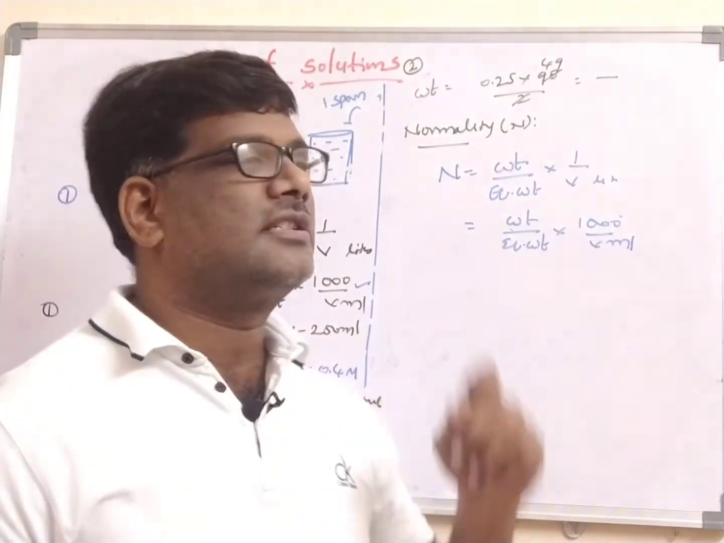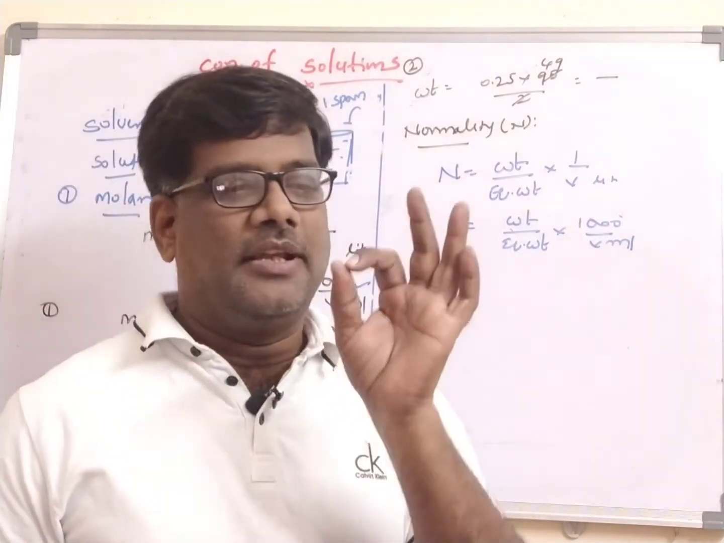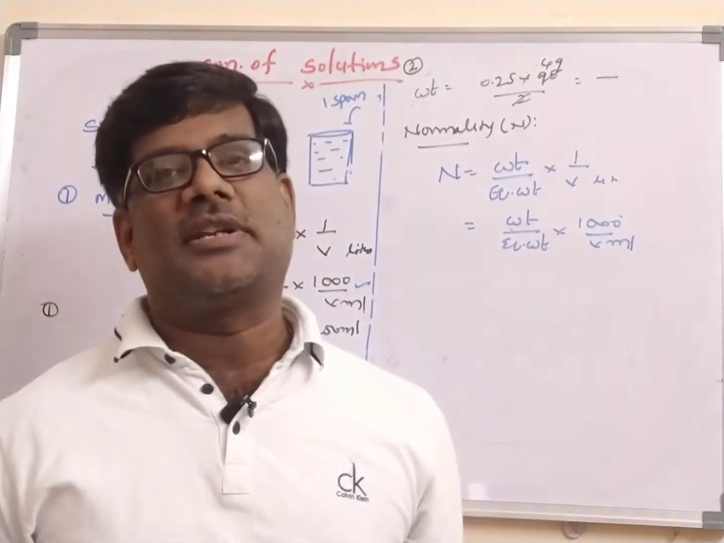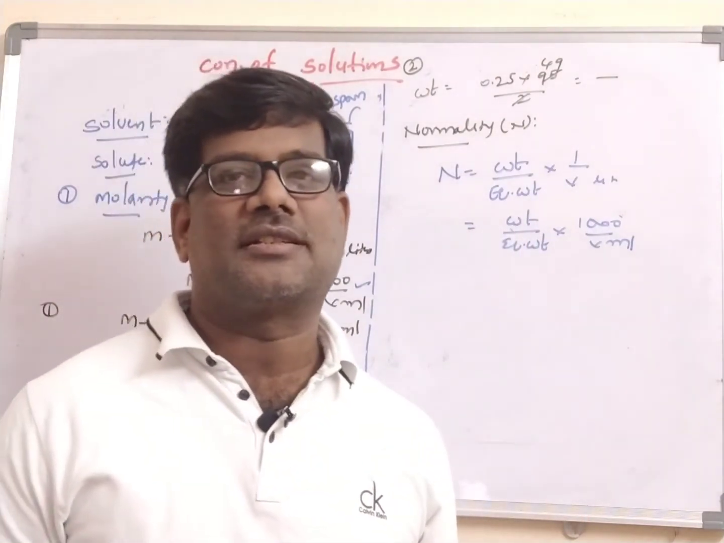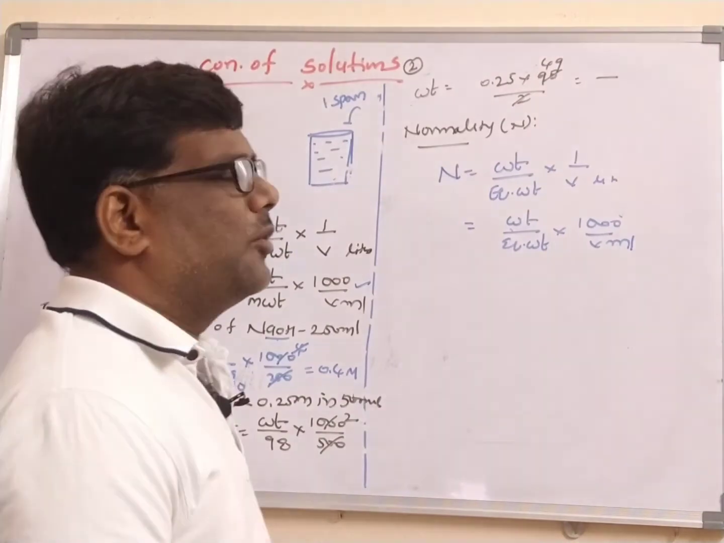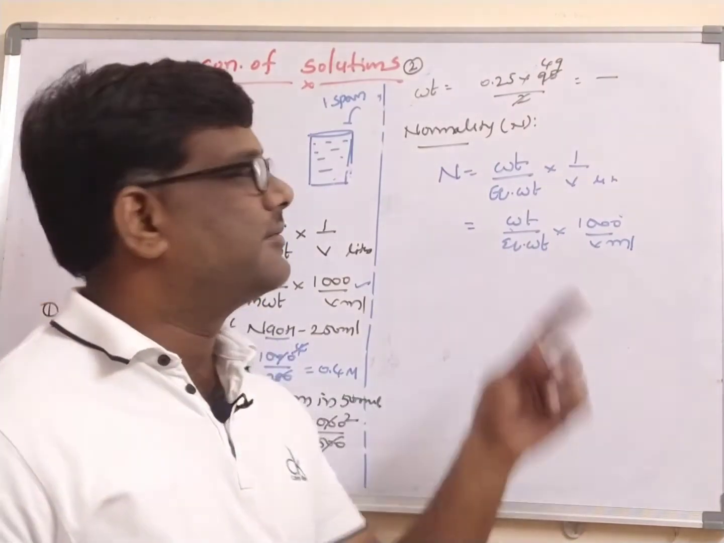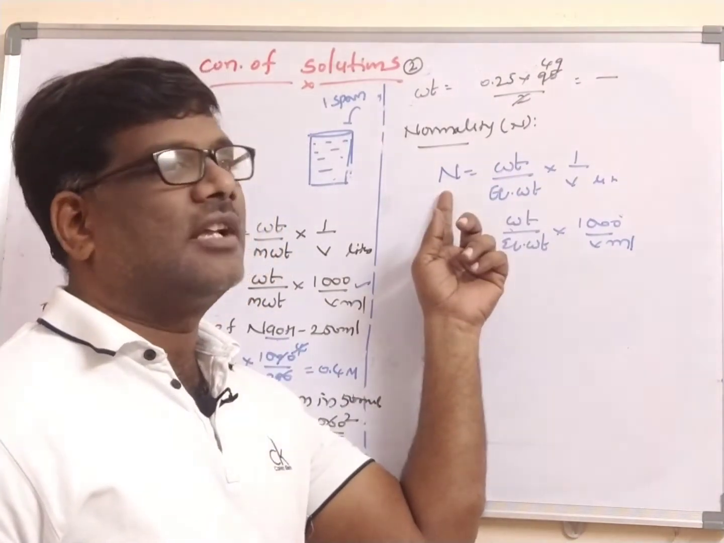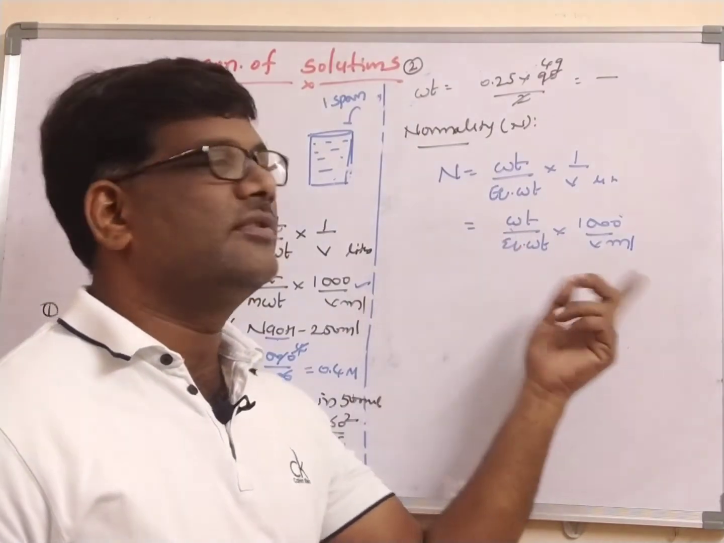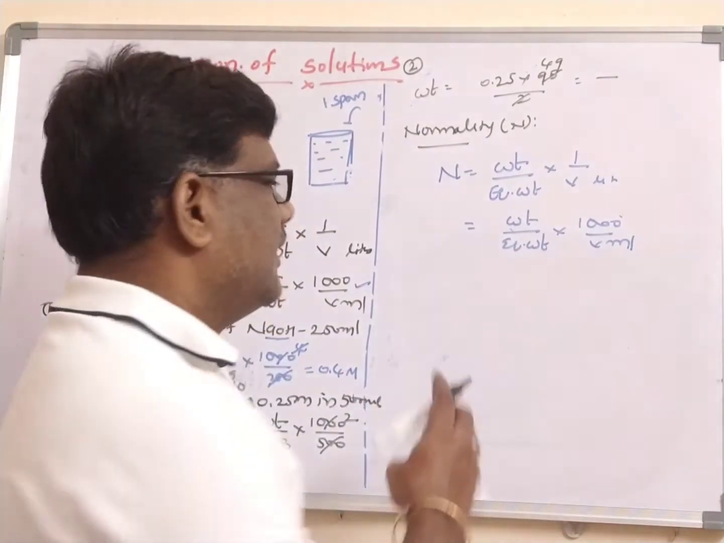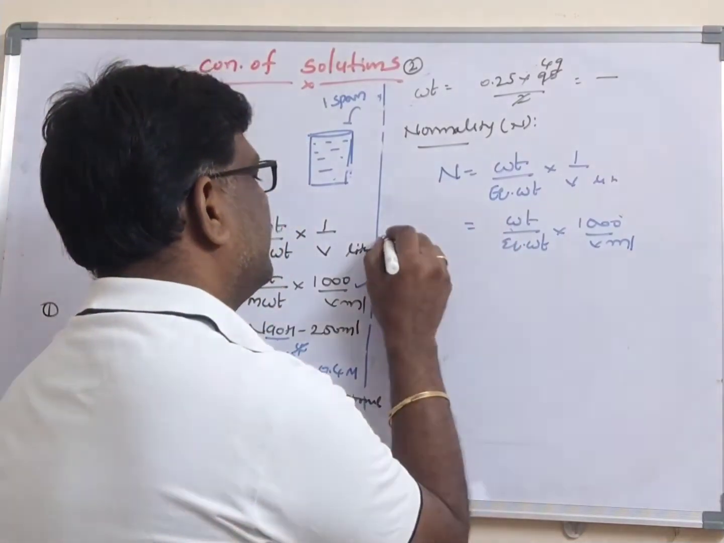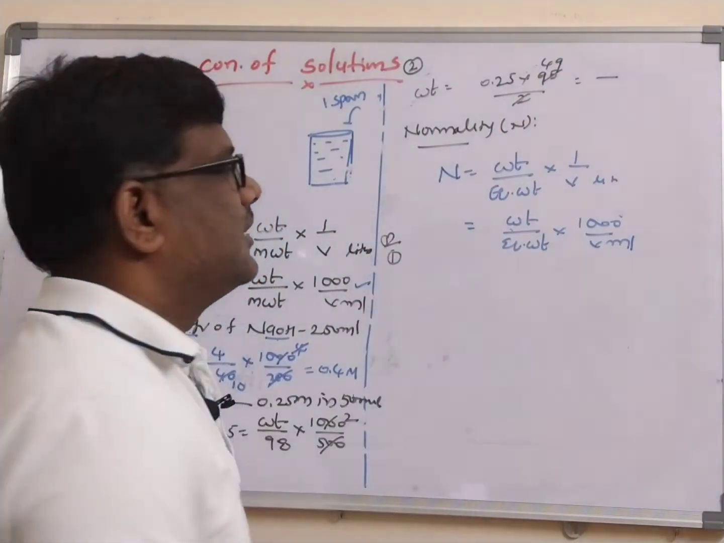What is the definition of normality? The number of equivalents of solute present in 1 liter of solution is called normality. Again, how many problems? You will get the same two problems. He gives you the weight and asks you to calculate the normality, or he gives you the normality and asks you to calculate the weight. The first problem is very important, given many times in your IP examination.